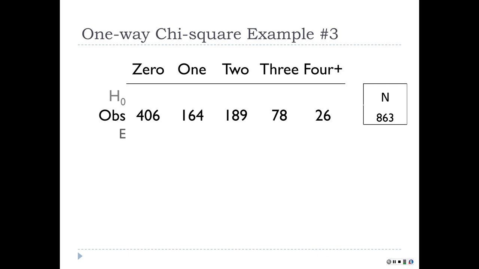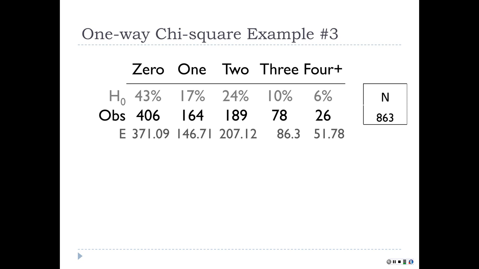Our observed values are here. The null hypothesis says that 43% should be here, 17% should be here. So if you take 43% of 863, that's how many people should have said that they smoke 0 packs a day if the distribution was the same. Like if we had had exactly the same percentage as 10 years ago out of the 863 people that we have now, this is what the numbers would have been. Again, it's okay to have these decimal numbers. Even though the counts are always discrete, that's fine. It helps us do more precise math.